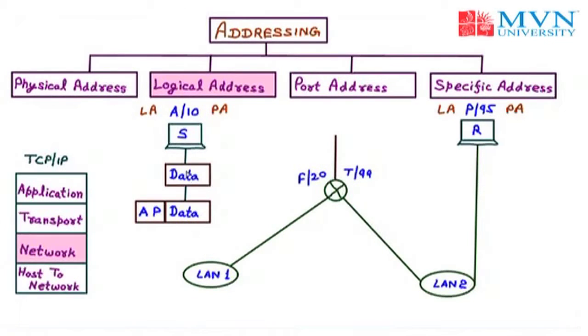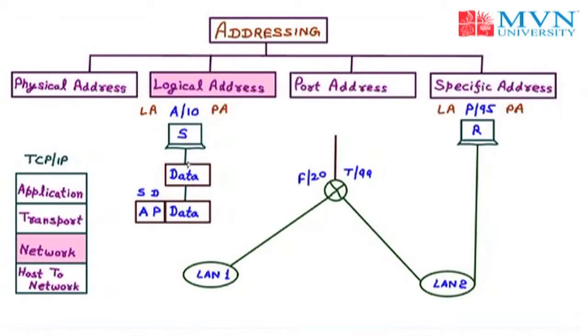A is our logical address, P is again a logical address, but A is the logical address of the sender and P is the logical address of the receiver. That means A is our source and P is our destination. So the source logical address comes first, before the destination logical address.